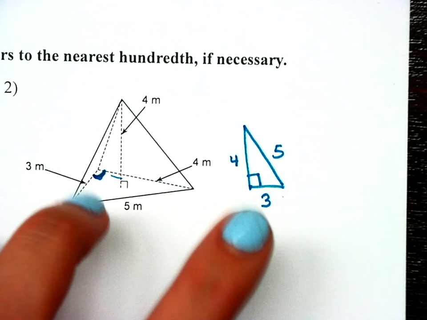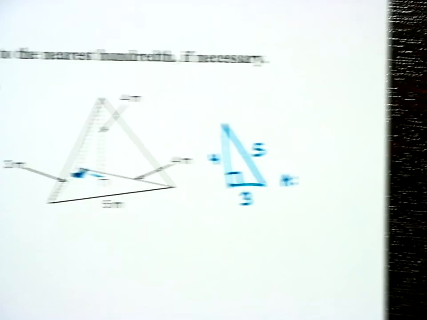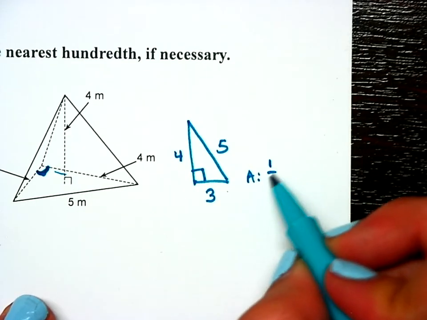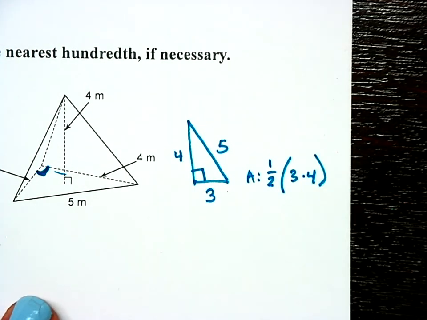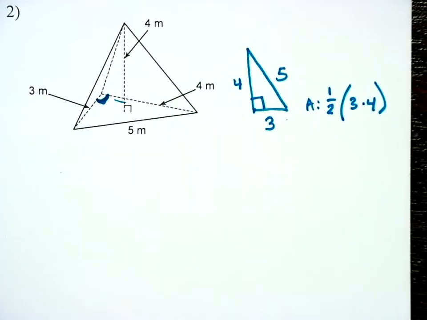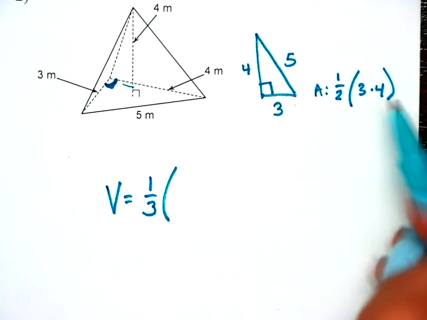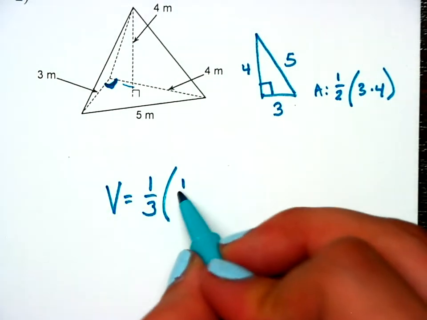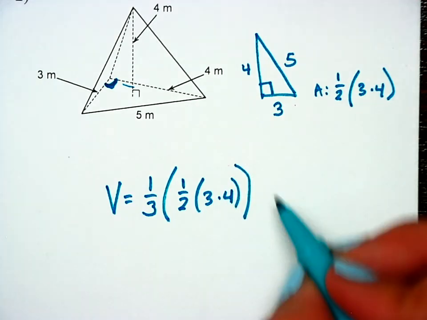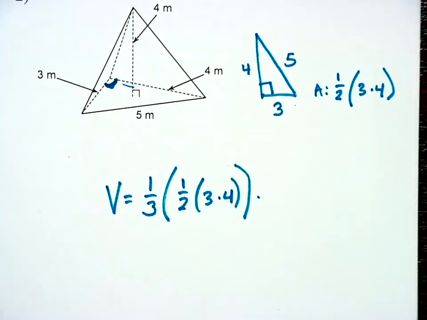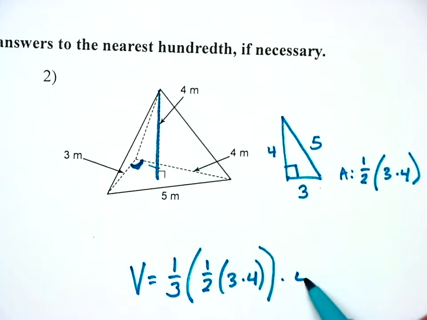And now this will make it a little easier to find the area of this triangle. So the area, remember we need the area of the base, is 1/2 base times height, and that's the area of the base. So let's put that now into our volume formula. So volume is going to be 1/3 the area of the base, 1/2, 3 times 4, and then don't forget, we still have that h, that height of the object. So let's take a look at the 3D object. The height is right here, and that's 4.